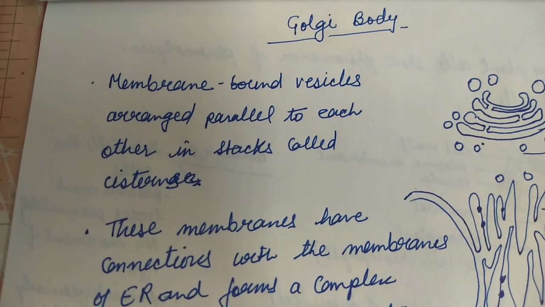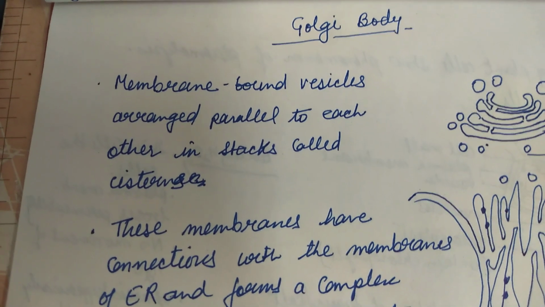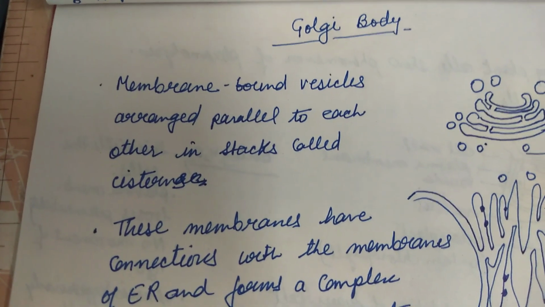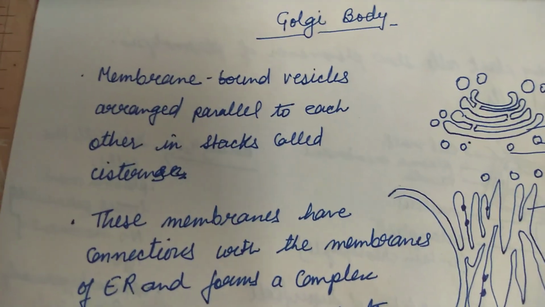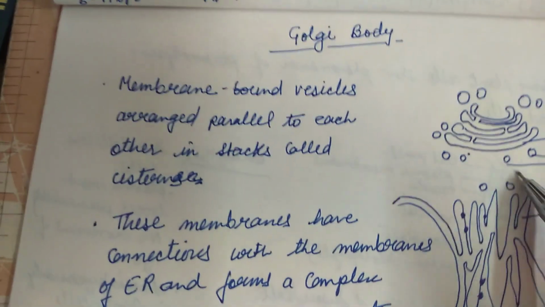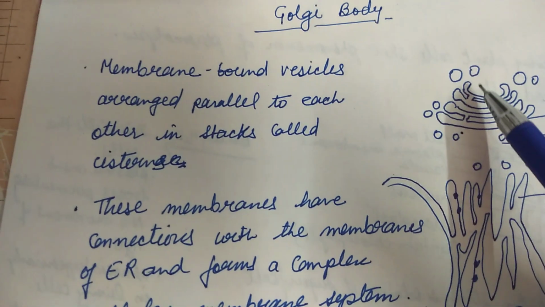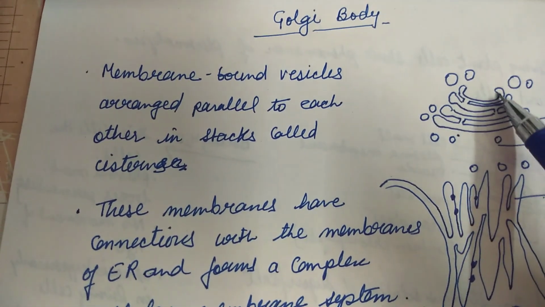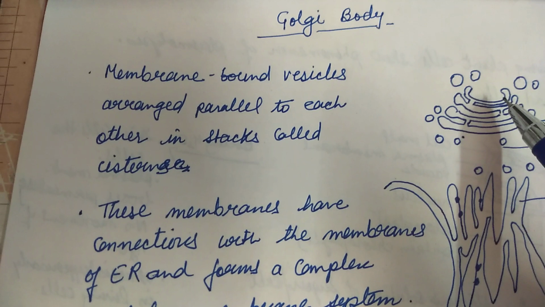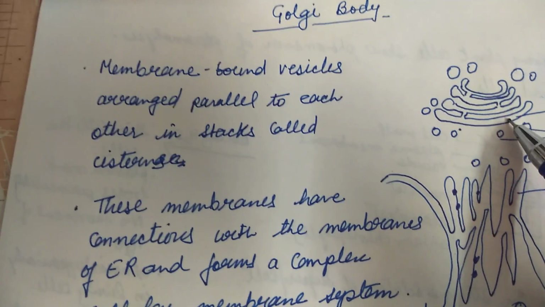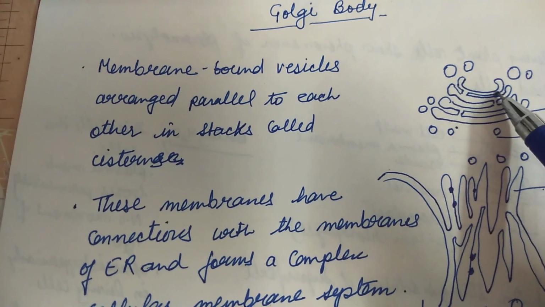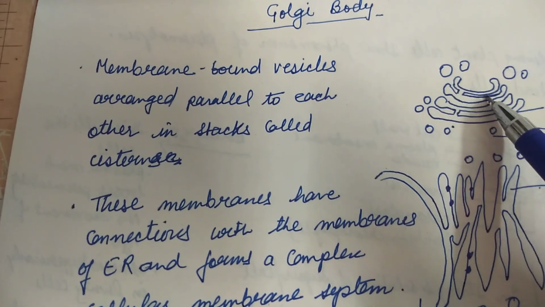Today we will do one more topic of chapter 5, fundamental unit of life, of class 9th, and this topic is Golgi body. Golgi bodies are present in eukaryotic cells and absent in prokaryotic cells. If we study its structure, it is made of membrane bound vesicles, arranged parallel to each other in a stack, and these are called cisternae.